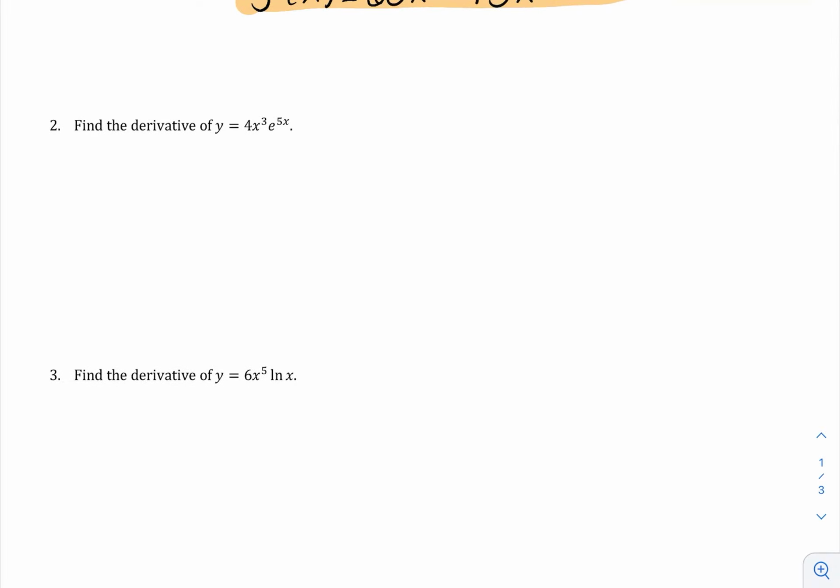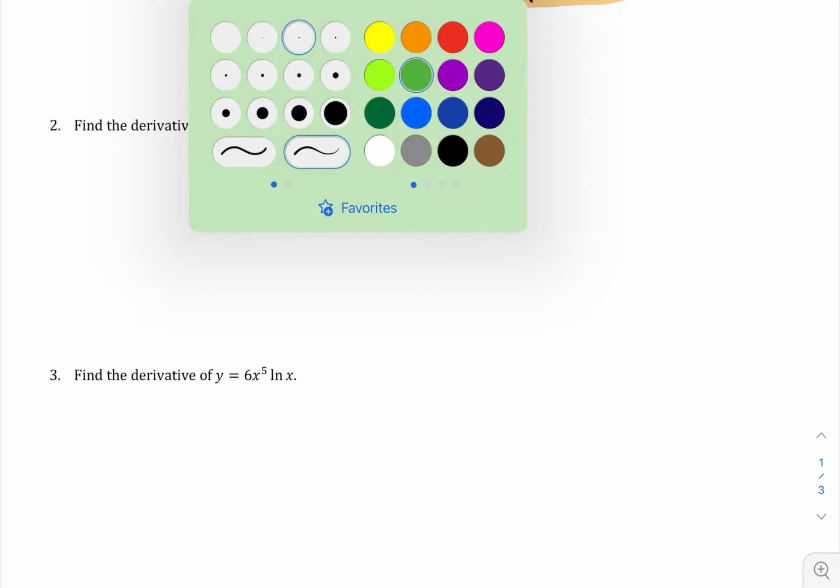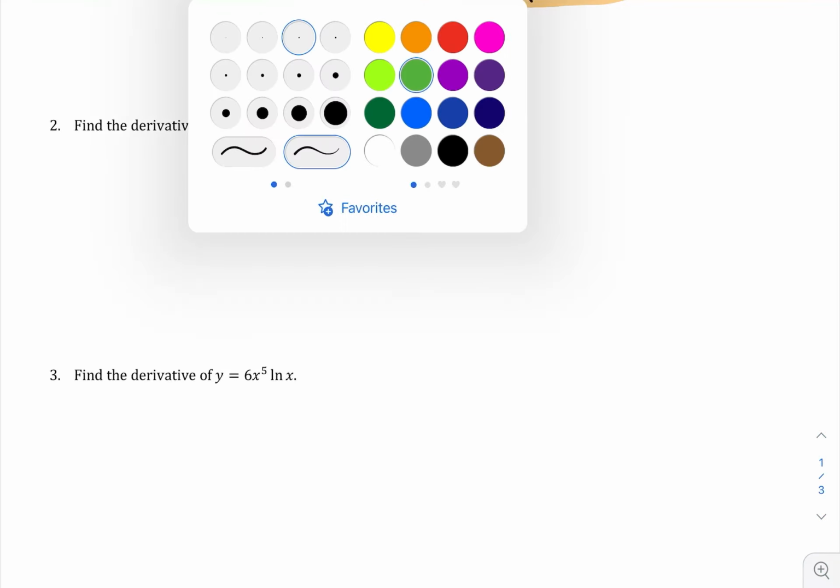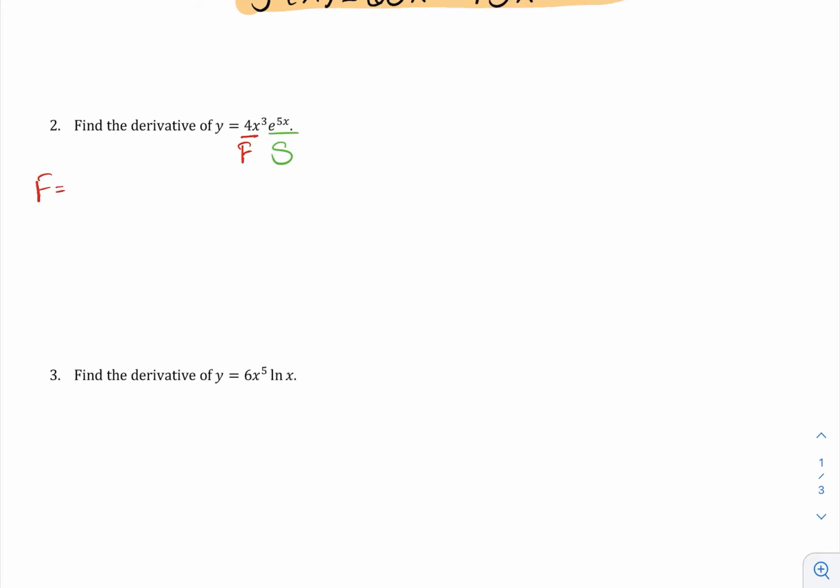One of the tricky parts about calculus, especially when you're getting to know all the derivative rules, is to know which rules to use. So just to reiterate, I know I have to use the product rule because I have two terms and they both have an x and they're being multiplied. So let's keep to the same colors. This is F. This is S. So F is equal to 4x cubed. F prime, just the power rule, 12x squared. S is equal to e to the 5x. S prime will be 5e to the 5x.